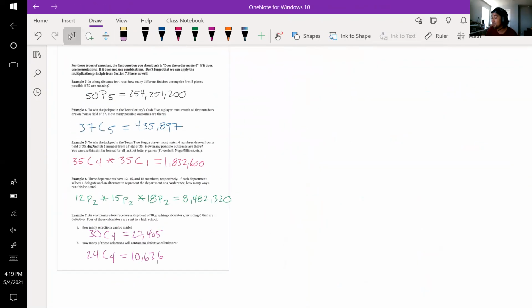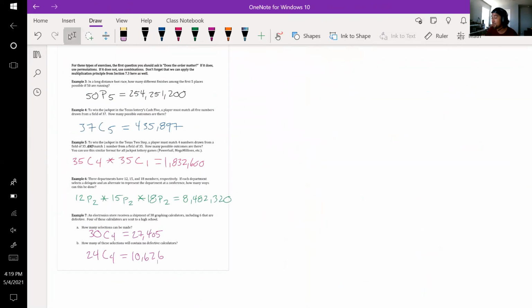Okay. Example 6. 3 departments have 12, 15, and 18 members, respectively. If each department selects a delegate and an alternate to represent the department at a conference, how many ways can this be done? All right. So we are selecting a delegate and an alternate, so it has to be an order. It's a delegate, it's an alternate. We are picking an order. Everything has to be in order. So for this one, we have 12 people in the first department, and we need to choose a delegate and an alternate. So this means that this will be 12 pick 2 people. Times in the second department, there's 15, and we also want to pick 2. And then in the third department, there's 18, and we also want to pick 2. So there's order to this one.